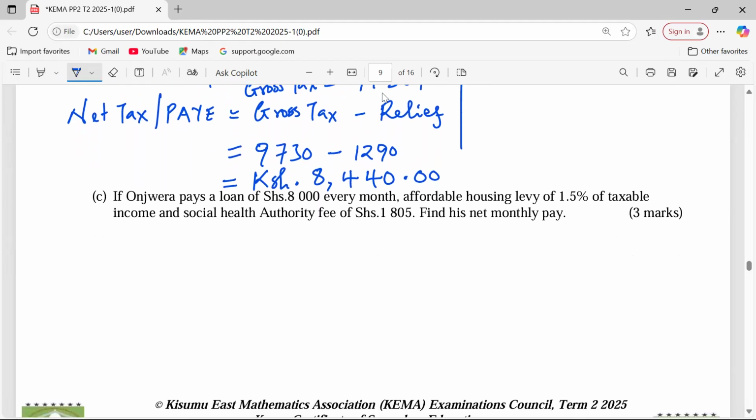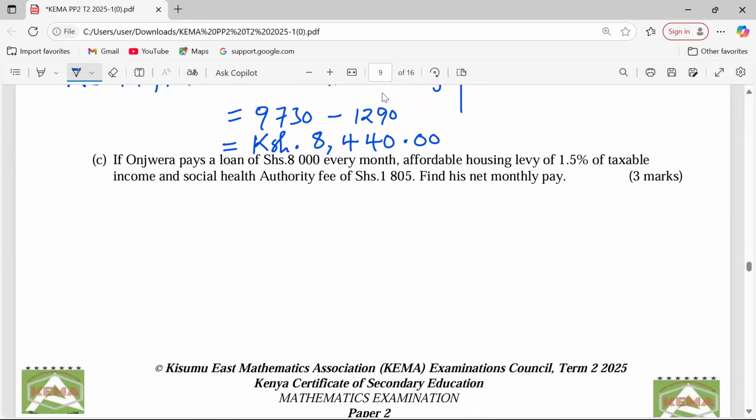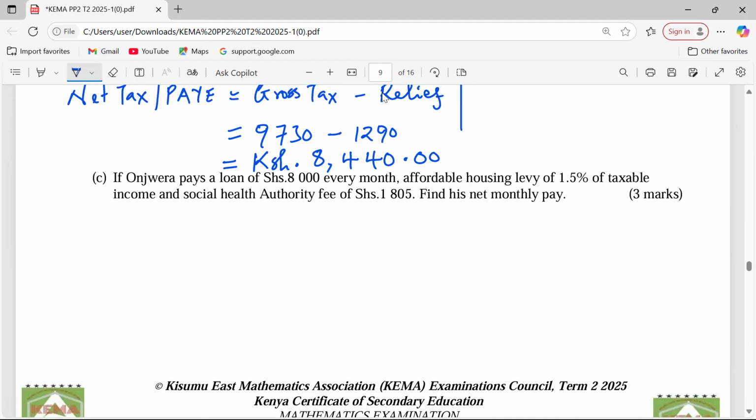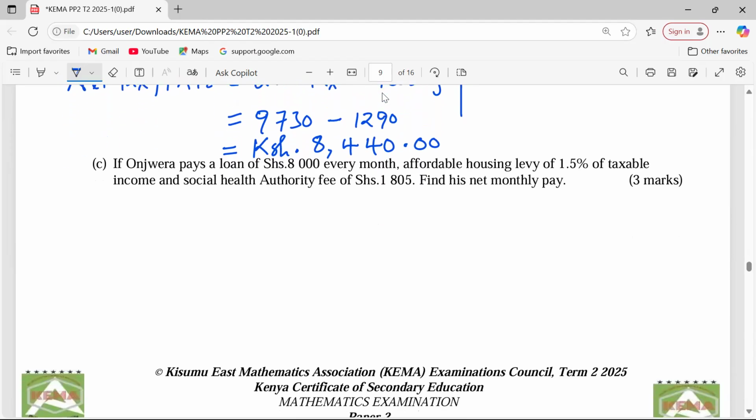Now let's get to more instructions in Part C, whereby we are told that if Onjwera pays a loan of 8,000 Kenya shillings every month, affordable housing levy of 1.5% of the taxable income, and SHA fee of, SHA is a social health authority, 1,805 Kenya shillings, find his net monthly pay. So how do we get net monthly pay?